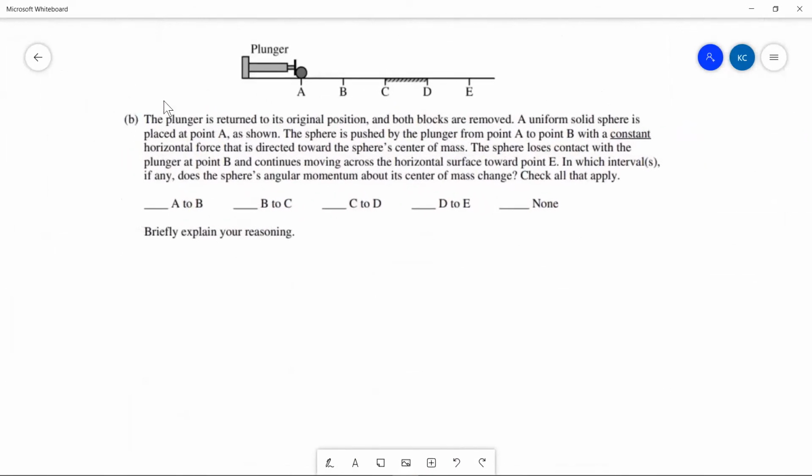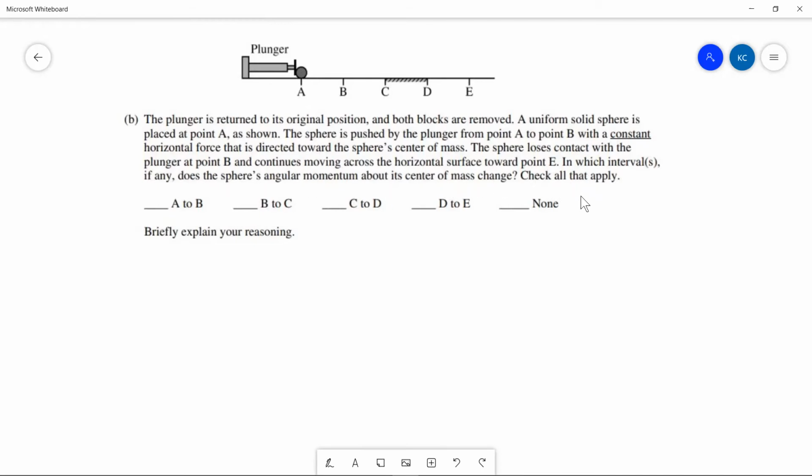Part B. The plunger is returned to its original position and both blocks are removed. A uniform solid sphere is placed at point A as shown. The sphere is pushed by the plunger from point A to point B with a constant horizontal force that is directed toward the sphere's center of mass. The sphere loses contact with the plunger at point B and continues moving across the horizontal surface toward point E. In which intervals, if any, does the sphere's angular momentum about its center of mass change?